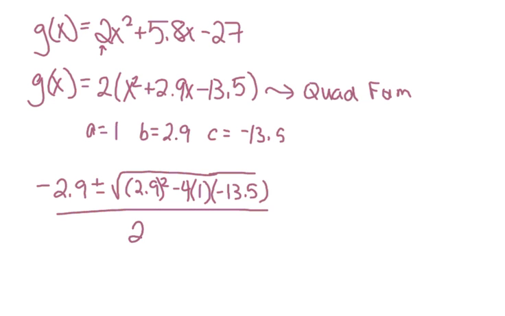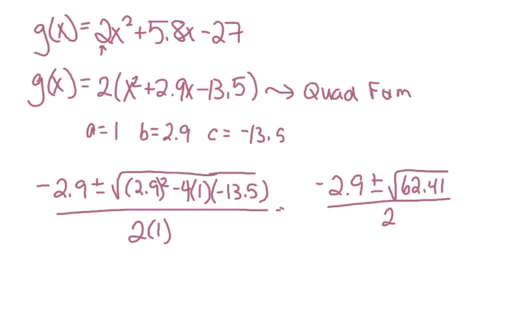all over 2a. I'm going to go ahead and conquer the radical first. Inside the radical, when I type it in my calculator or do it in my head, I'm going to get the opposite of 2.9 plus or minus the square root of 62.41, all over 2. From there, I need to find what the square root of 62.41 is. So I've got negative 2.9 plus or minus 7.9, all over 2.